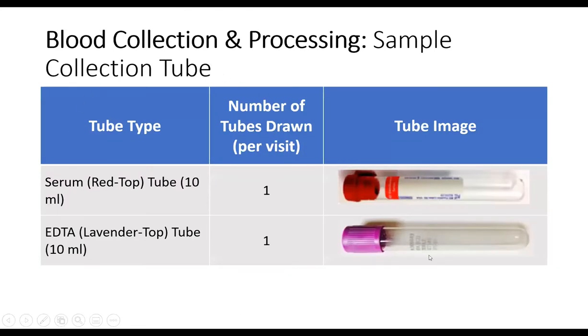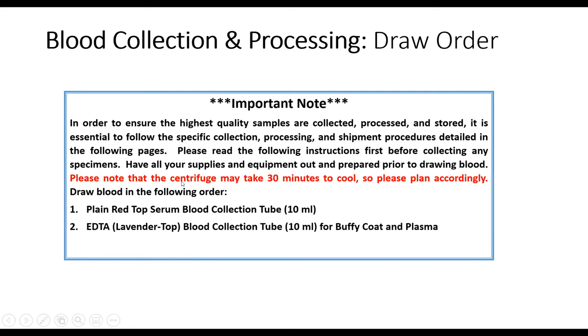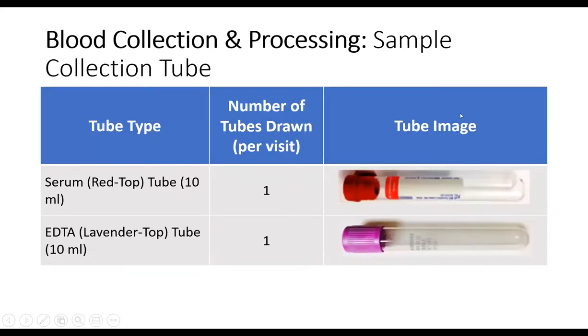So these are the 2 tubes that will be collected. It's a 10 ml red top and a 10 ml lavender EDTA top. We're just collecting 1 of each at all the blood visits. It's really important to note that you'll collect the samples in the order of red top, then purple top. So you'll notice we always put everything in that order, red top, then purple top, just to help with that.